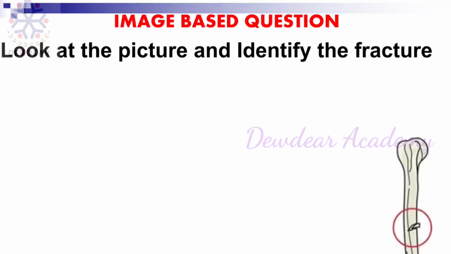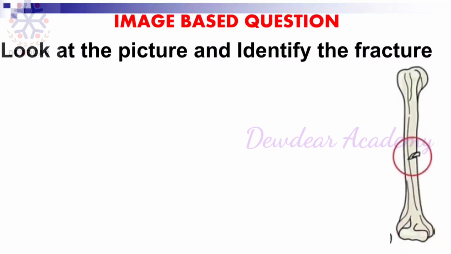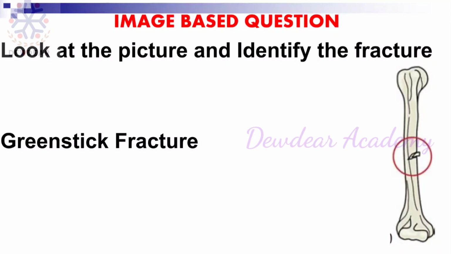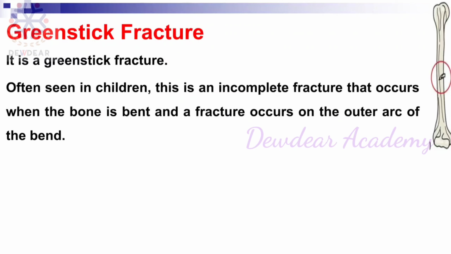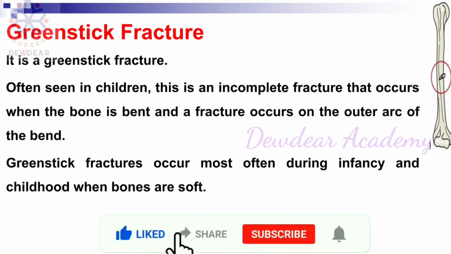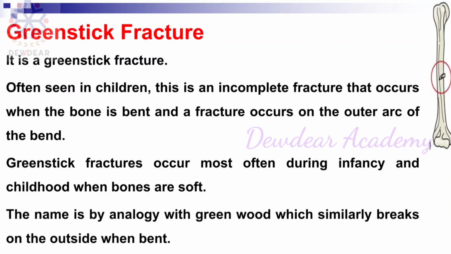Next question. Look at the picture and identify the fracture. Green stick fracture. It is often seen in children. This is an incomplete fracture that occurs when the bone is bent and a fracture occurs on the outer arc of the bend. Green stick fractures often occur during infancy and childhood when bones are soft. The name is by analogy with green wood, which similarly breaks on the outside when bent.